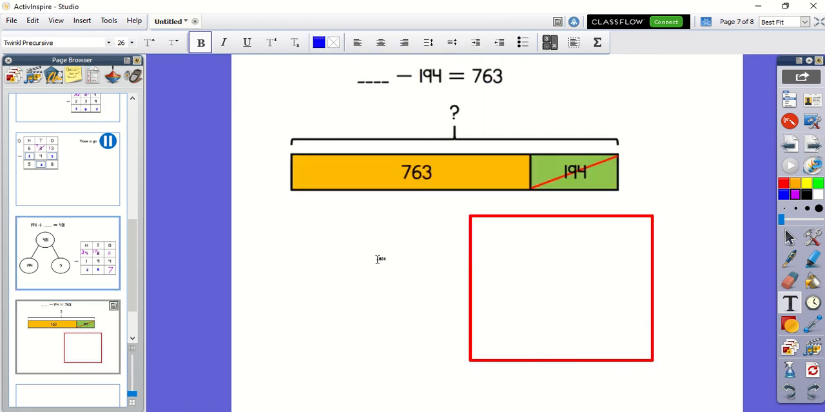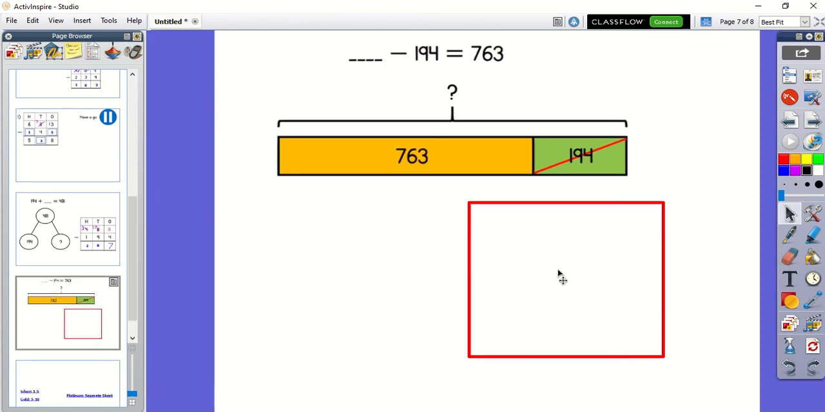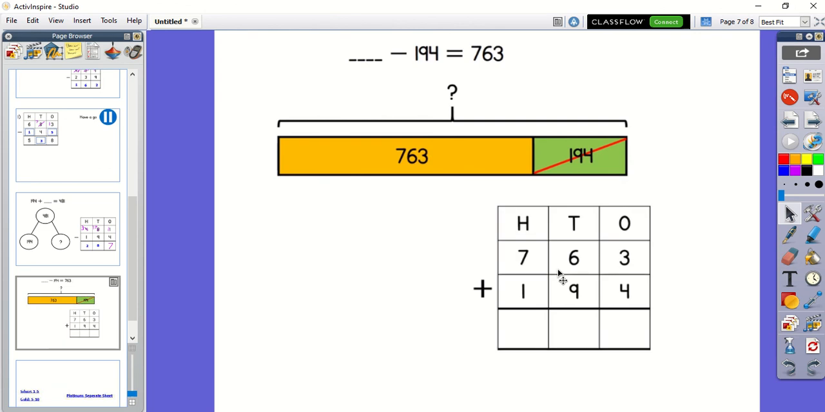Now, the final thing I'm going to show you is this one. It's something take away 194 equals 763. Now, this is where it gets a bit tricky, because we can't solve this unless we change it into an adding question. Okay, the only way I'm going to find out what that original number was is if I do 194 add 763. Now, we have done this before in class. So, you might have a couple of questions like this on your worksheet, so keep an eye out for them.